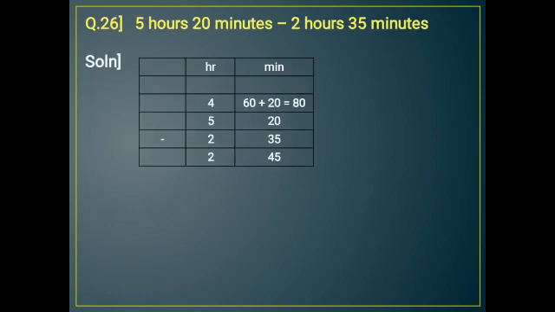When we do the subtraction, we draw the columns for hours and minutes. 5 hour 20 minutes minus 2 hours 35 minutes. As we cannot subtract 35 from 20, we are going to borrow from hours. So 5 becomes 4, but it is 1 hour, so we cannot add it as it is. The hour is converted into minutes, that is 60 minutes. So 60 plus 20 is equal to 80. So 80 minus 35 is 45 and 4 minus 2 is 2. So the answer option 2 hours 45 minutes is the correct option.